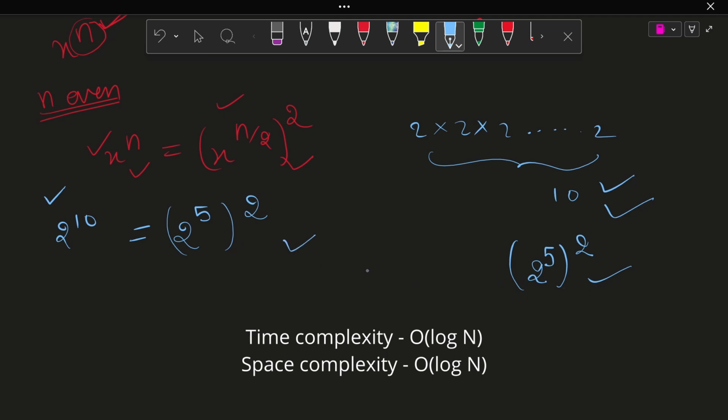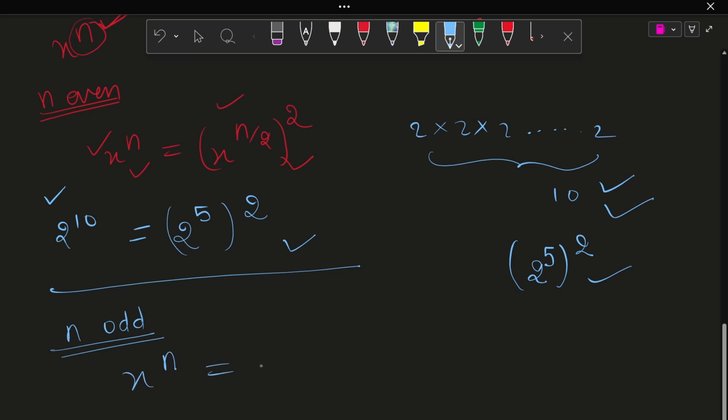Okay, so if n is even, that is possible. This is the n is even case. Let's say n is odd. Then how can we represent x power n? We can represent x power n as x into x power n minus 1.